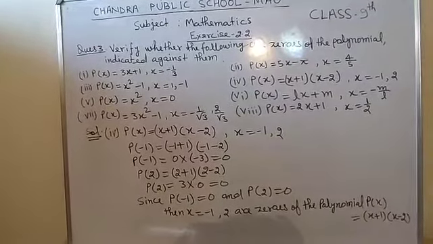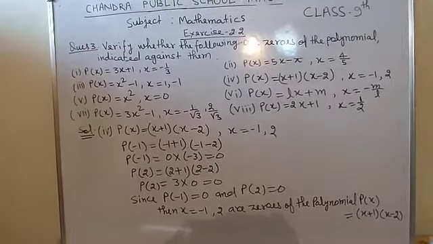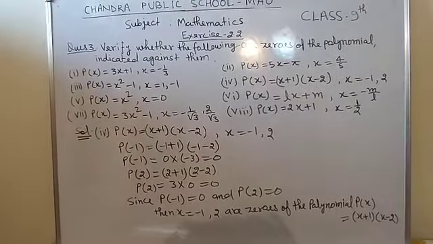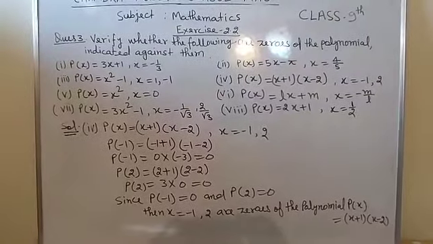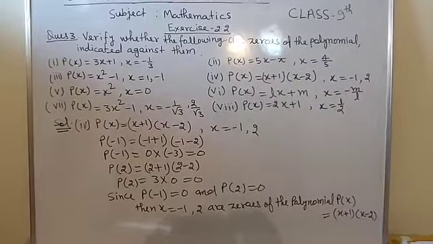That is, at both the values x equal to -1 and +2, the value of the polynomial is 0. It means both the values are the zeros of the given polynomial. So if two values are given, you need to check for both the values.